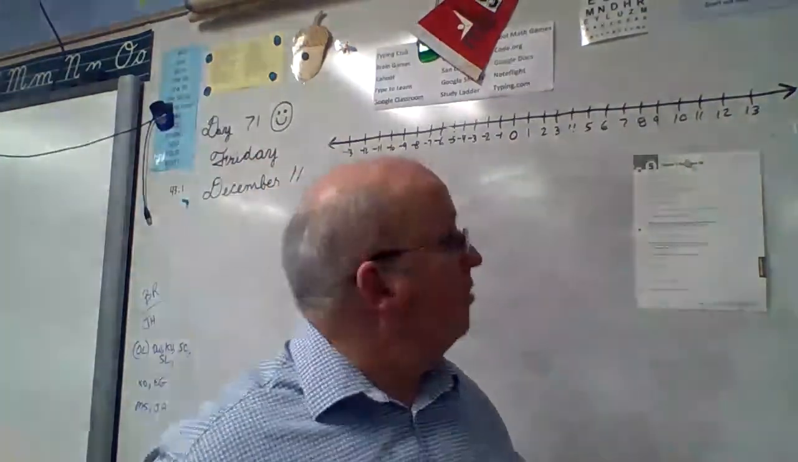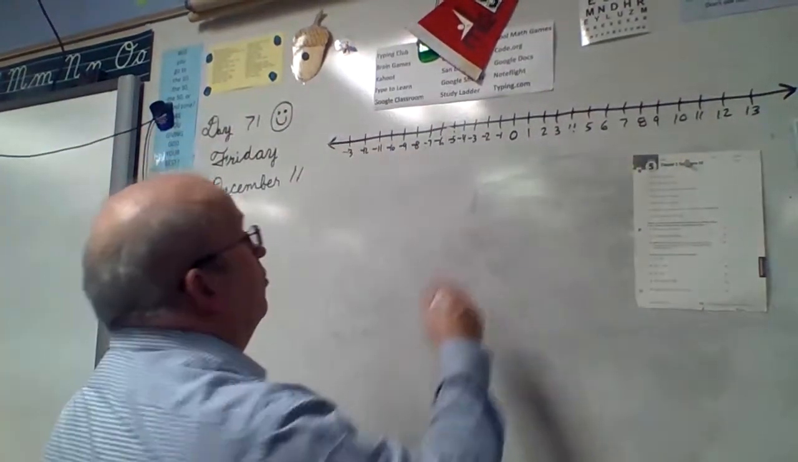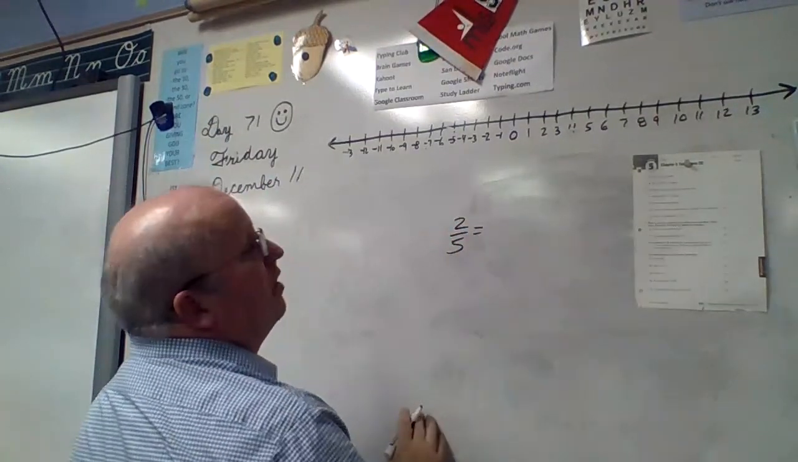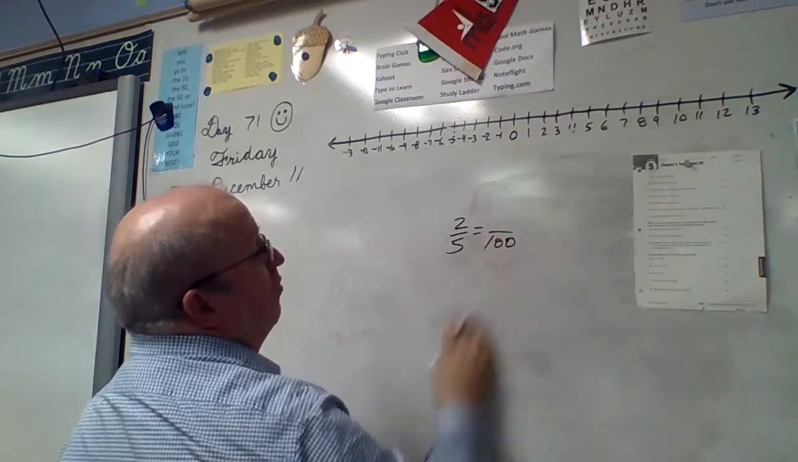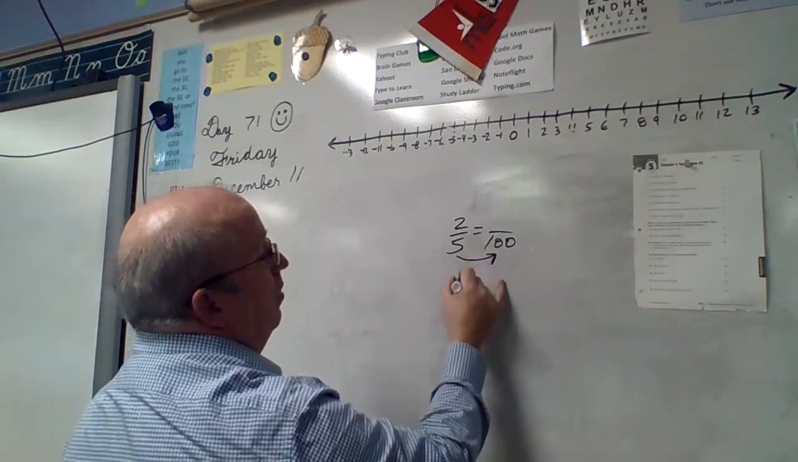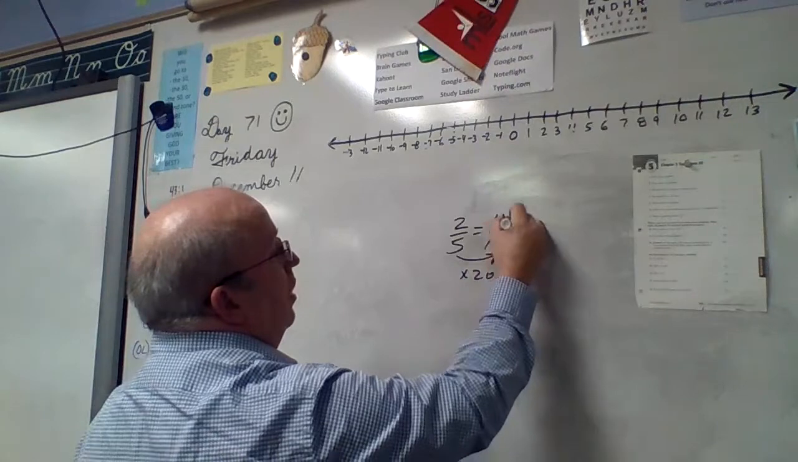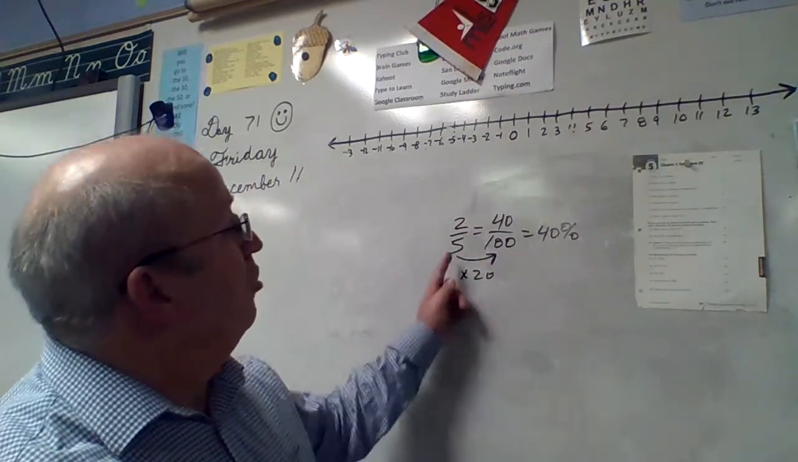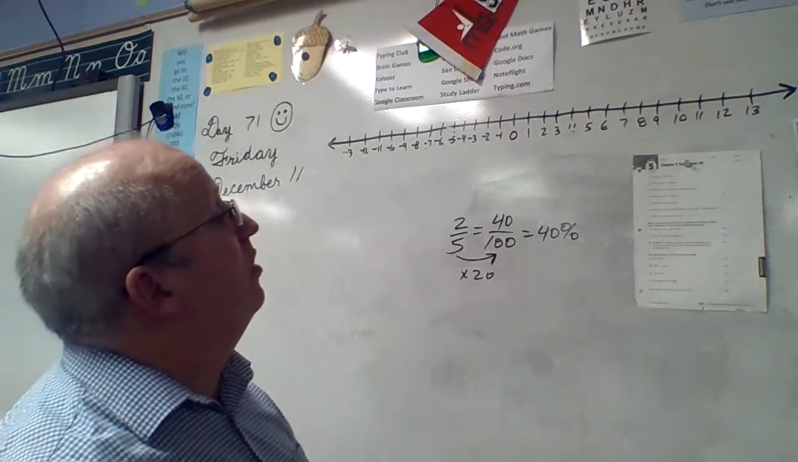But let's start with number 1. Write 1/5 as a percent. I'm going to do 2/5. If I were to change that into a percent, I'd first change it into a fraction with 100 as its denominator. That's a pattern of 20, so I get 40, which is 40%. That's all I'd do for number 1. Change it into a fraction that has 100 as its denominator.